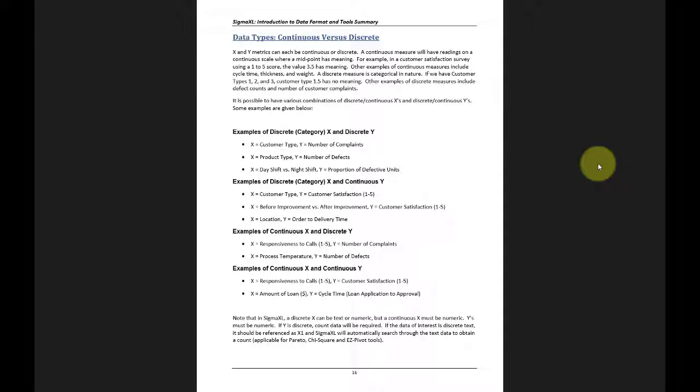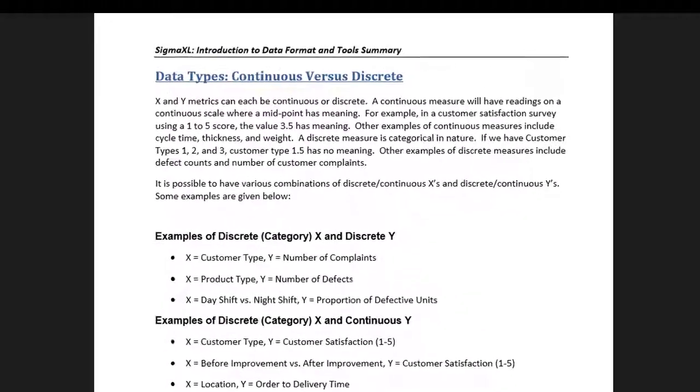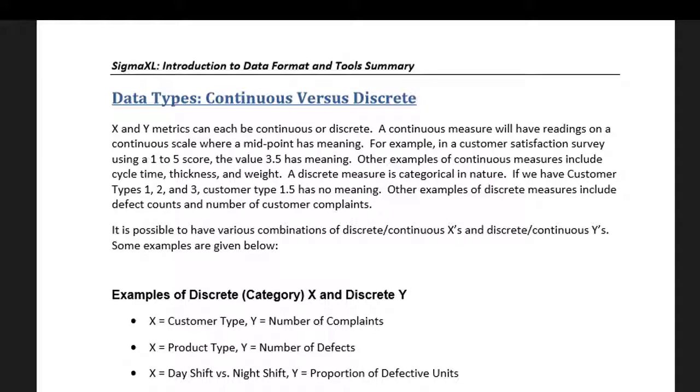We're going to look at continuous versus discrete data types. X and Y metrics can each be continuous or discrete. A continuous measure will have readings on a continuous scale, where a midpoint has a meaning. For example, in a customer satisfaction survey using a 1 to 5 score, the value 3.5 has a meaning. Other examples of continuous measures include cycle time, thickness, and weight.